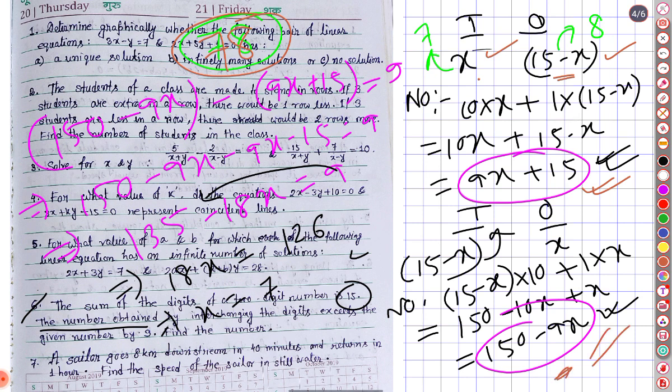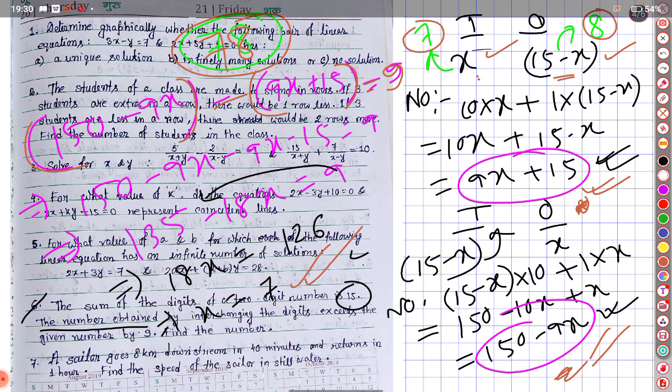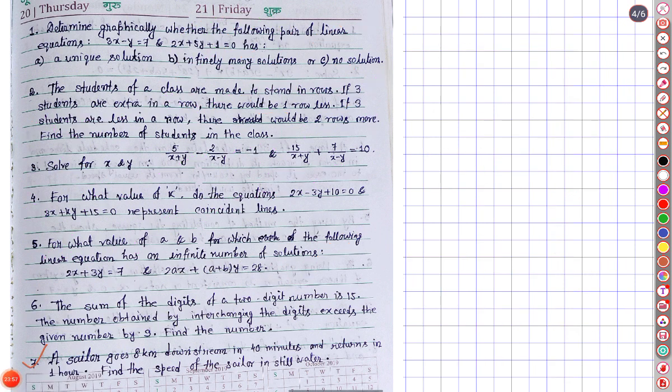Now they are telling that the new number is greater than the original number by 9. So their difference, new number minus original number, is equal to 9. Now if we simplify, we will get the value of x equal to 7. If we put the value of x here and here, we will get 78, that is 78 is the required number. Okay, fine. In this question you see, a sailor goes 8 km downstream in 40 minutes and returns in 1 hour. Find the speed of the sailor in still water.